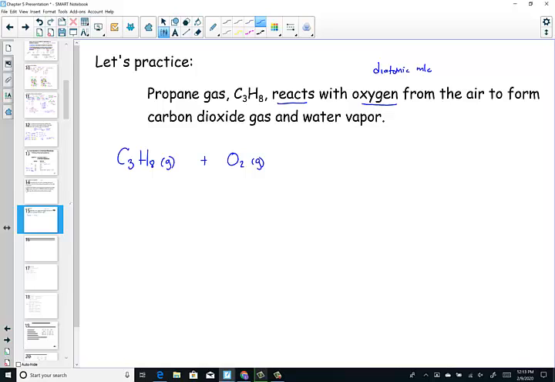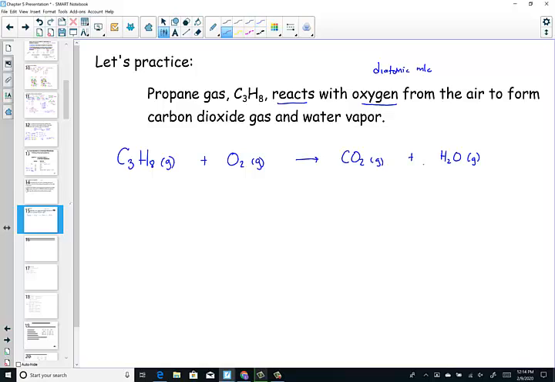The next words I read are to form, and that's the arrow. It's forming carbon dioxide gas. Then I see the word and, which is the plus sign. Water vapor. Water is H2O. The vapor is the little g for gas.